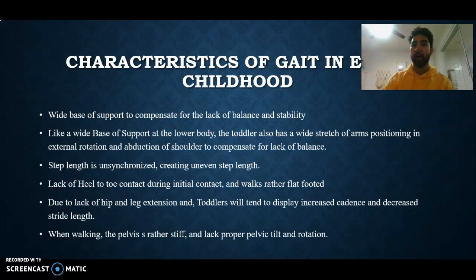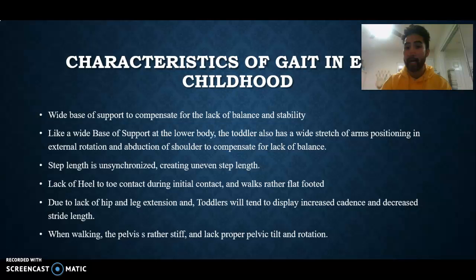But first, we start off with gait development in early childhood. Typically this is when the baby starts to walk, around 9 to 12 months. Characteristics of gait in early childhood start with a wide base of support to compensate for the lack of balance and stability. Like the wide base of support, the toddler also has a wide stretch of arm positioning, with external rotation and abduction of the shoulder, to compensate for the lack of balance.